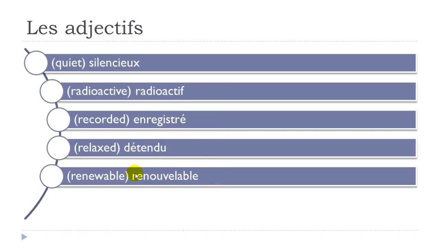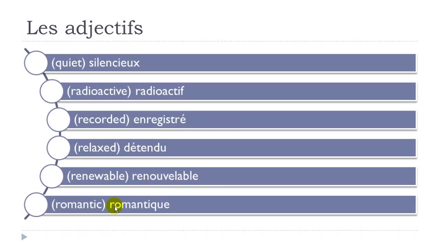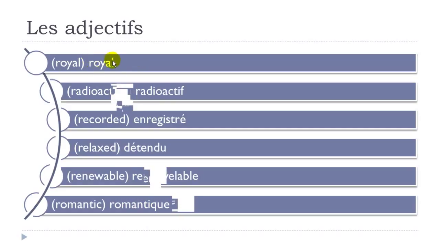Renouvelable. Look, renouvelable. Remember, bl at the end. But then this here is not really pronounced. So, renouvelable. Renouvelable. Okay, it's a bit tricky, I know, but try your best. Renouvelable. Romantique. Remember, Q-U-E at the end. K. Romantique. Royal. Okay, so same thing with this Y. Royal. Royal. Royal.